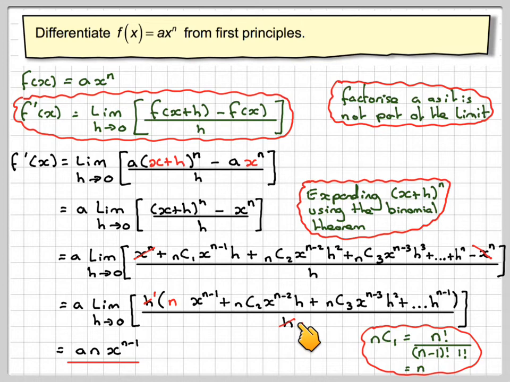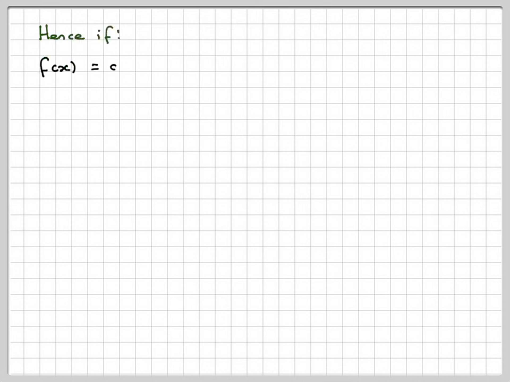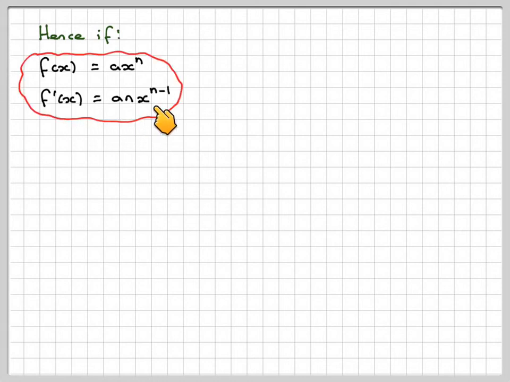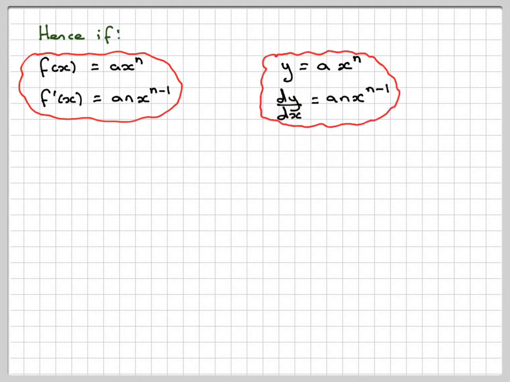And because h is so small here and here it's even smaller and here it's even smaller, we're just going to be left with this term here, n x to the n minus 1, and we had the a up front, so we get a n x to the n minus 1. So if f of x is a x to the n, then the formula for differentiation is you bring down the power, write down the variable, and then you reduce the power by 1. So hence we've got two rules. If we're using function notation, f of x is a x to the n, f dash of x will be a n x to the n minus 1. If we use the other notation that y is equal to a x to the n, then for the gradient function, dy by dx is the notation, and again we get the same value, a n x to the n minus 1.